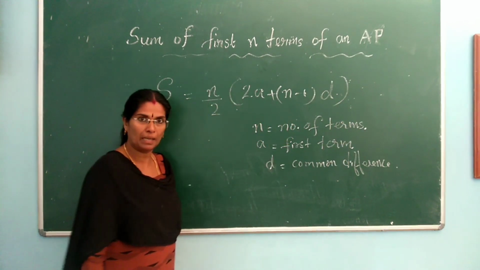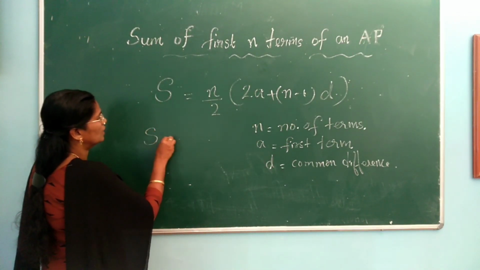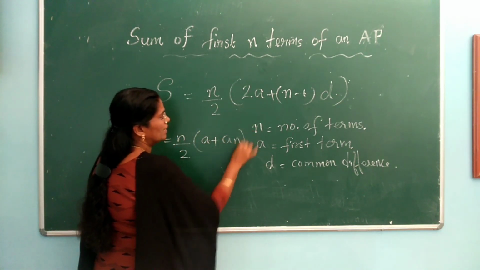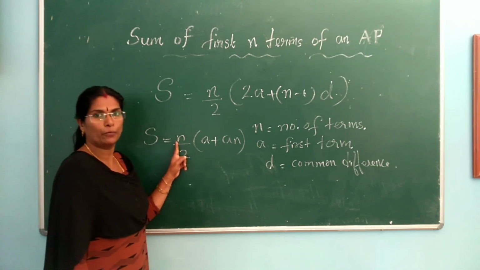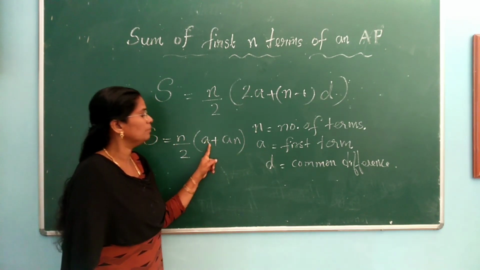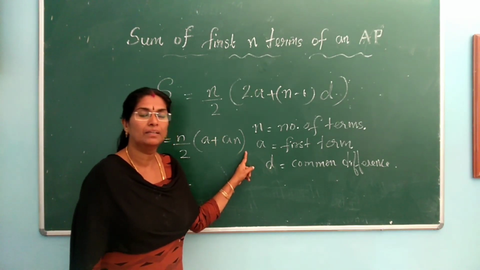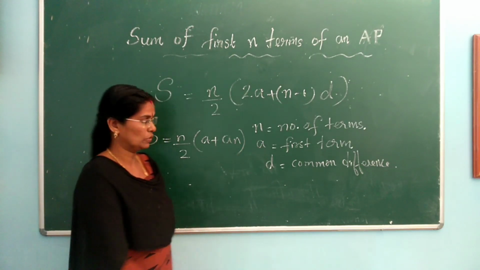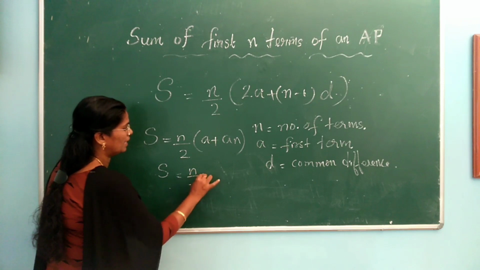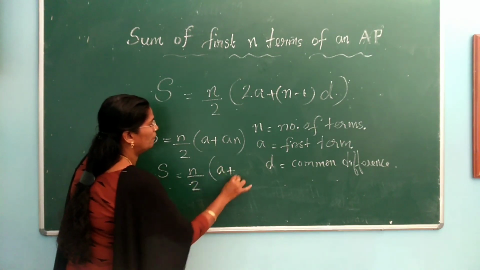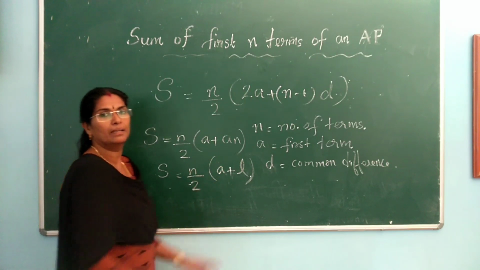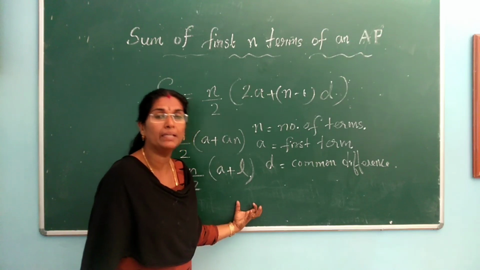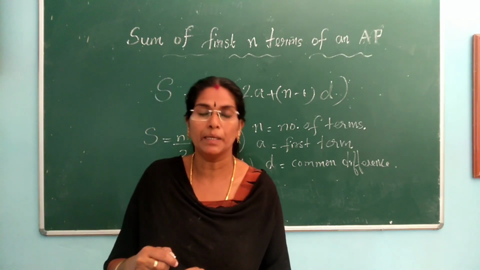And one more formula we can apply, that is S is equal to n by 2 into a plus an. Here n is the number of terms, a is the first term, an is the last term. Sometimes the last term an is represented with the letter L also. So we can write this as n by 2 into a plus L. The same meaning. An and L mean the last term. This formula we are applying to find the sum of first n terms of an AP.